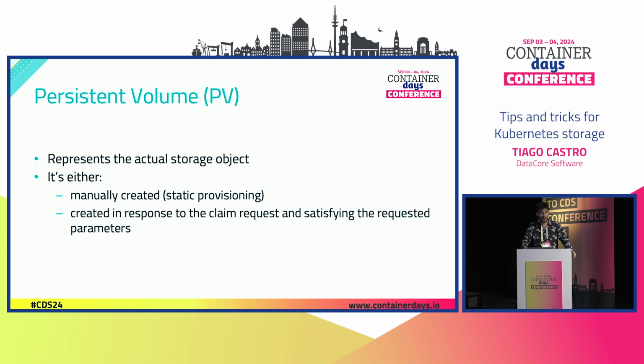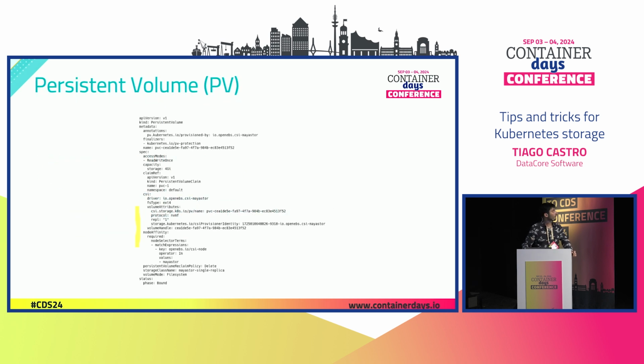Persistent volume, or PV, is what actually represents the actual storage from your storage backend. And it can be manually created, static provisioning, although this tends not to be used anymore. The new way of doing it is dynamic provisioning, which means the PV is created in response to a PVC creation. So it satisfies all the parameters that you specified on the storage class. Just an example of a PV, and you can see some volume attributes, protocol and number of replicas, just like the ones I showed before.